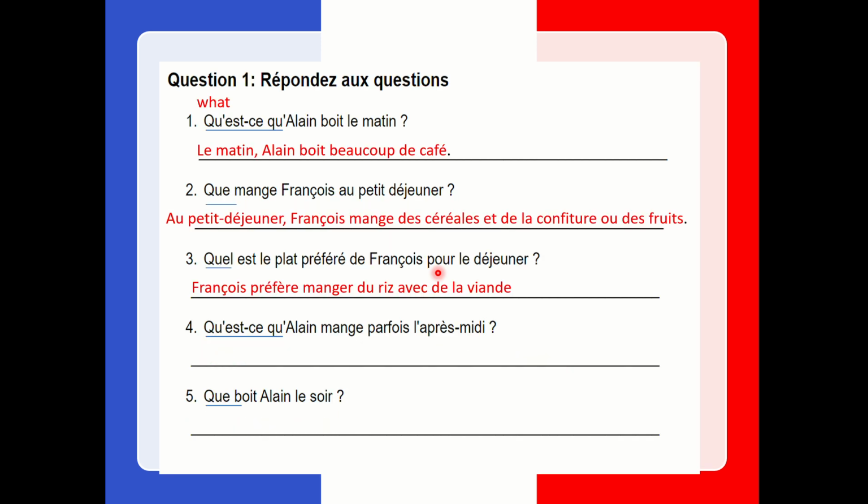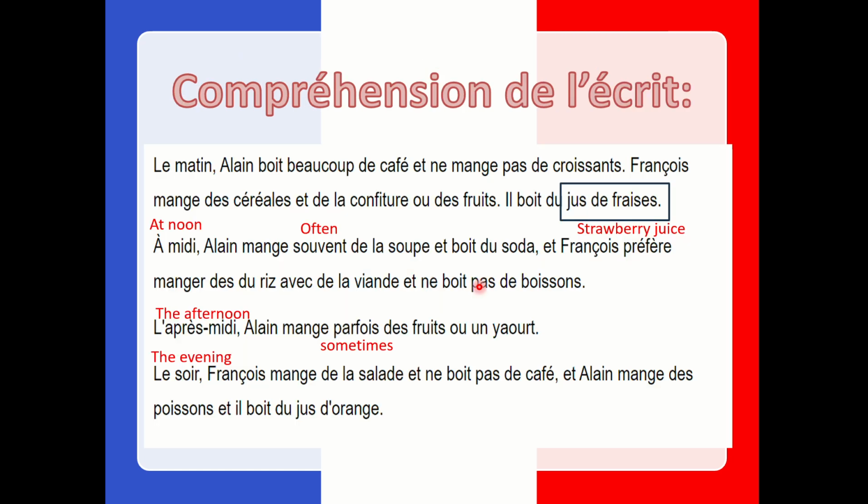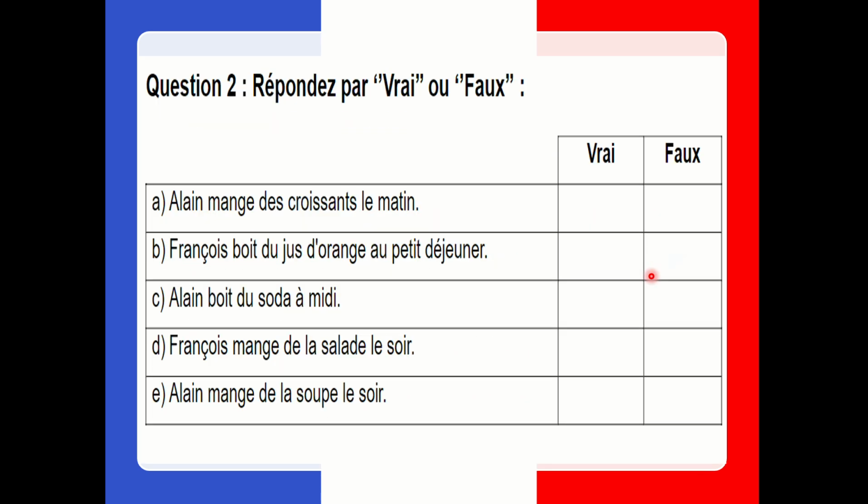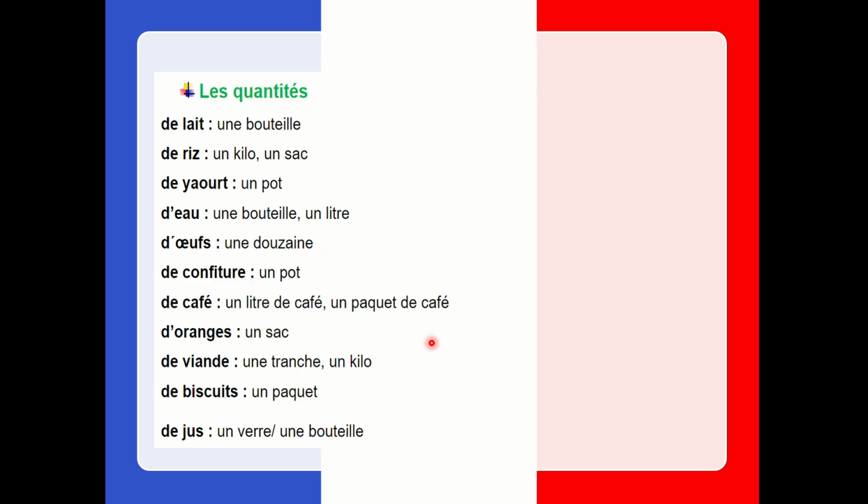Again, if we go back to the text, you see? So, from here, I say it is vrai. They mentioned this. François mange de la salade le soir. Bravo, c'est vrai. Alain mange de la soupe le soir. Non, c'est faux. Super.